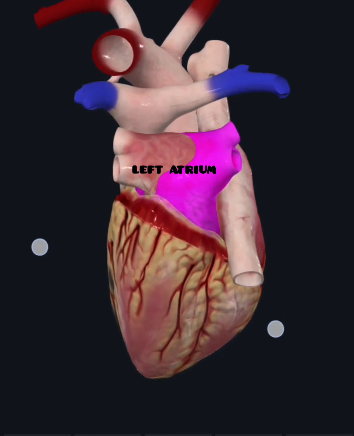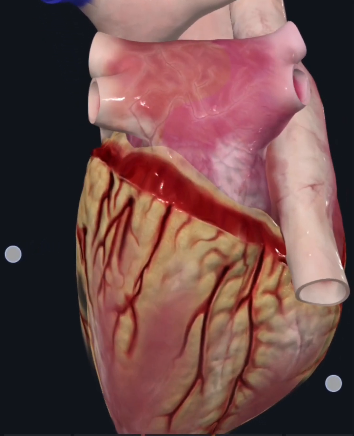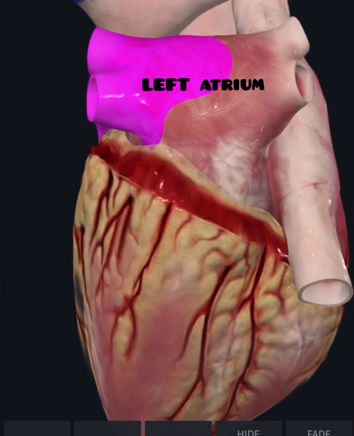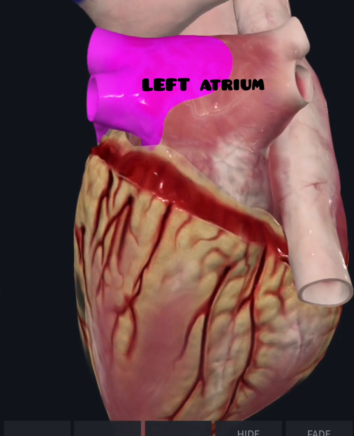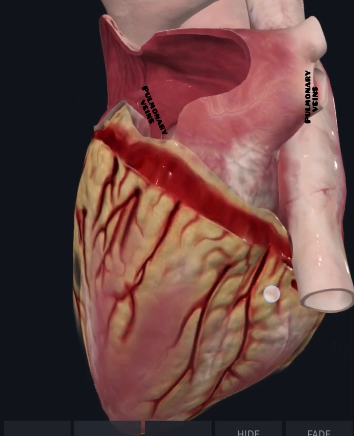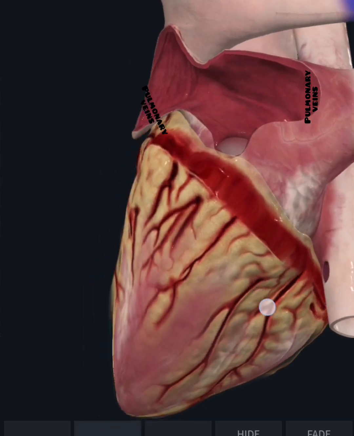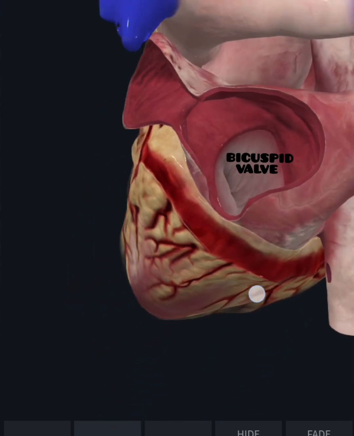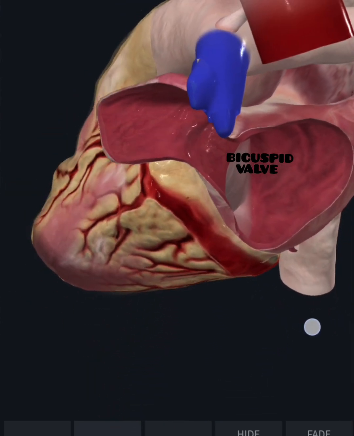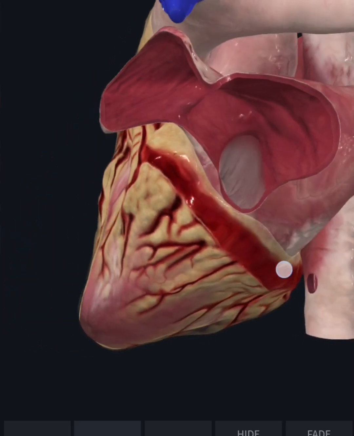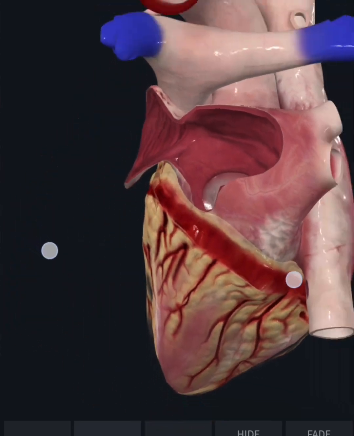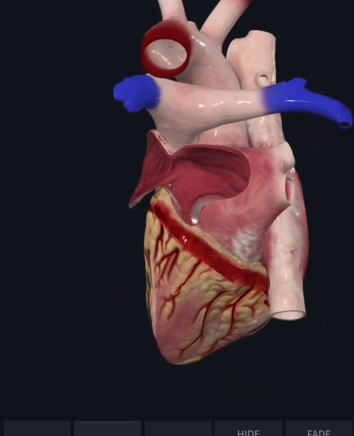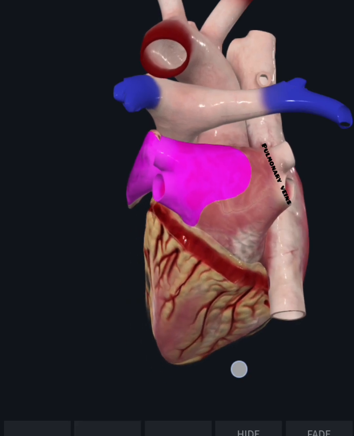The left atrium is one of the 4 chambers of the heart, located in its upper left portion. It receives oxygen-rich blood from the lungs through the pulmonary veins and passes it to the left ventricle via the mitral valve. The left atrium has thin walls but plays a critical role in collecting blood and ensuring smooth flow into the left ventricle during diastole.